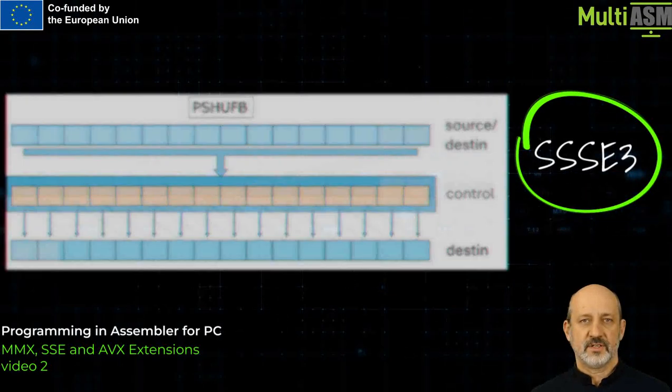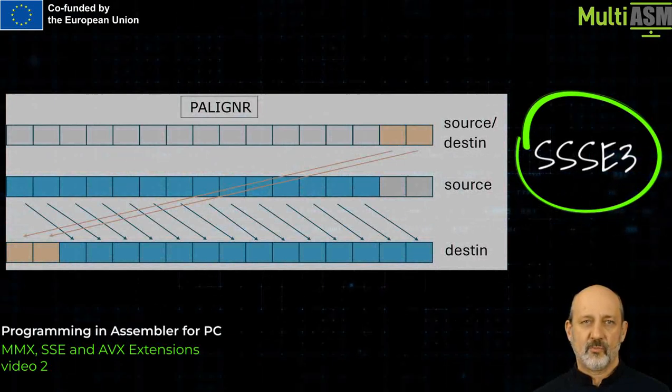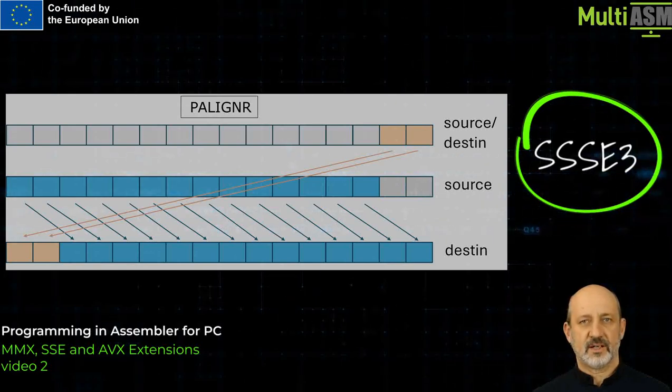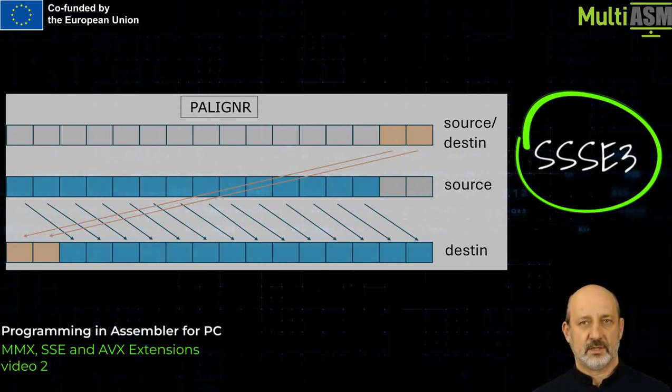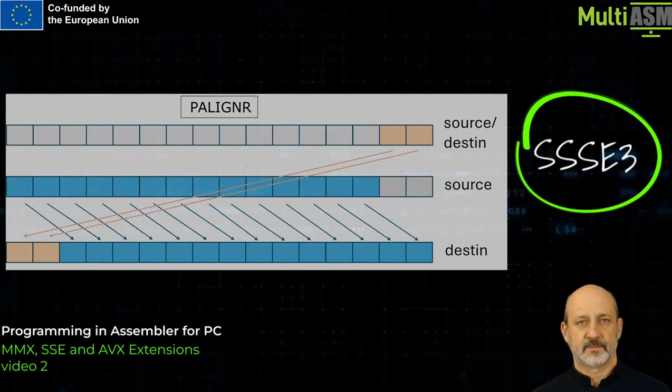The second interesting instruction is PALIGNR. This instruction combines bytes from two source operands. The position of the byte split is specified as a third, immediate operand. In the presented figure, the immediate is equal to 2.